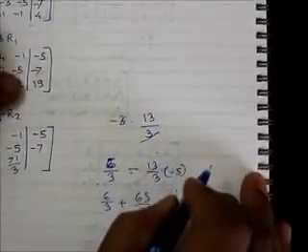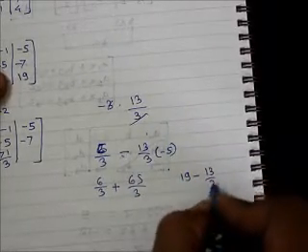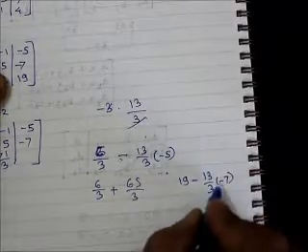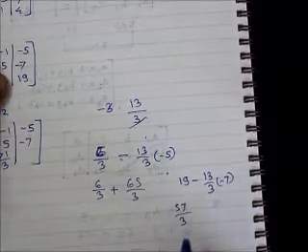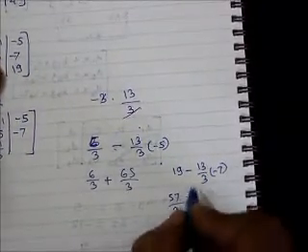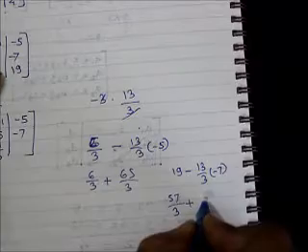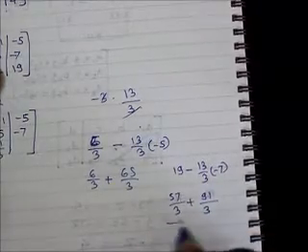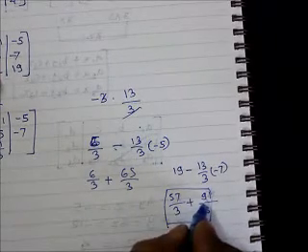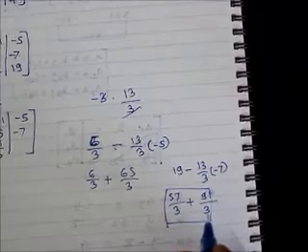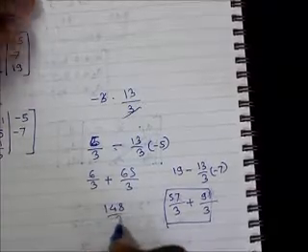And next is 19 minus 13 by 3 into minus 7, right? So the 19 is 57 by 3, minus becomes again plus, so 13 into 7 is 91 by 3. So all of this becomes 57 and 91, so that's going to be 148 by 3.